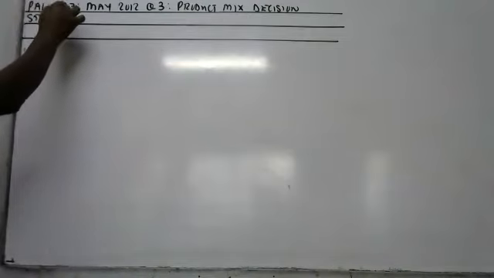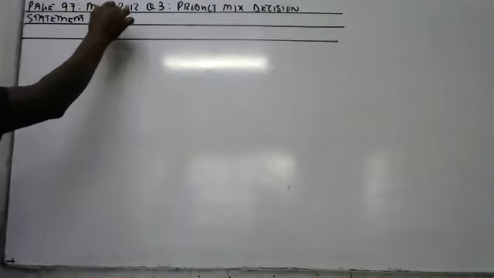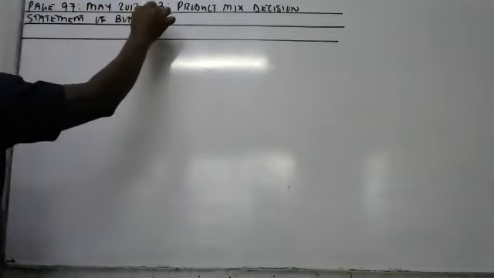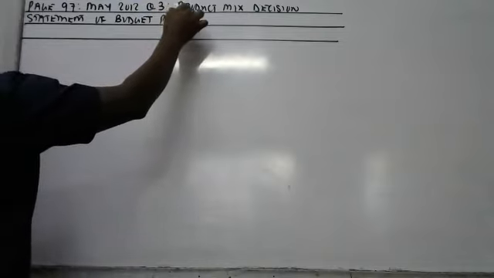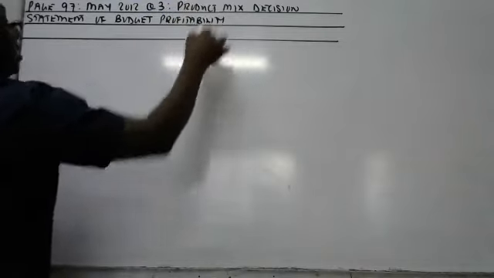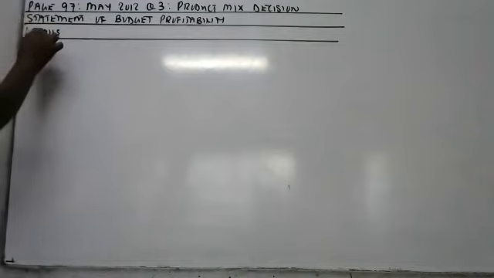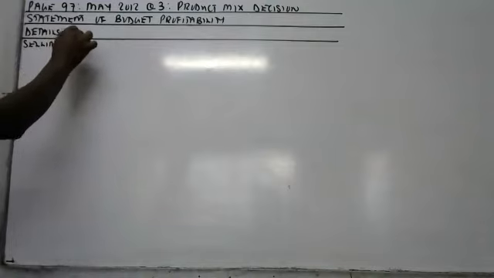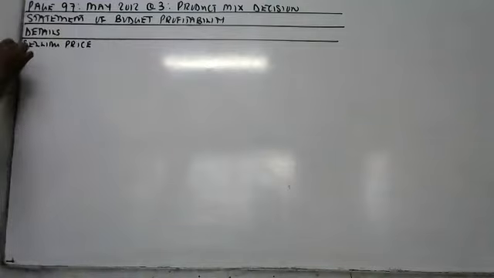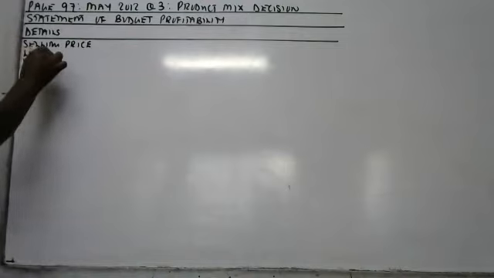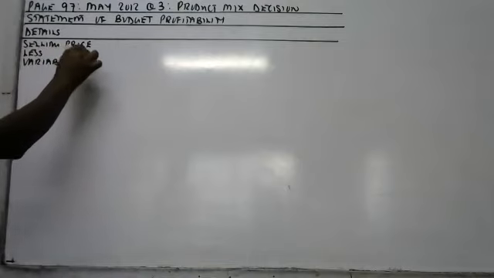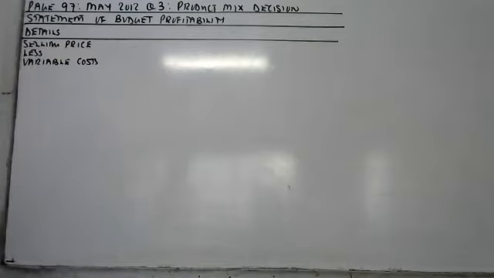So, statement of budget profitability. In this statement, we shall have details. And for details, I shall start with selling price. Now, selling price, we shall say less variable costs. We less the variable costs.